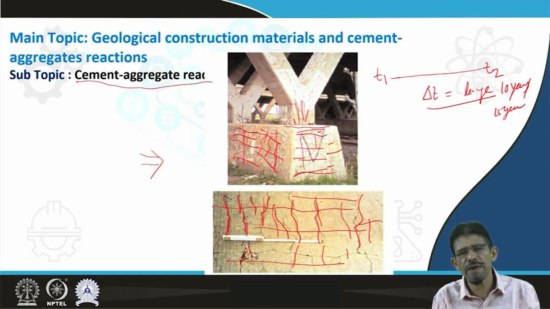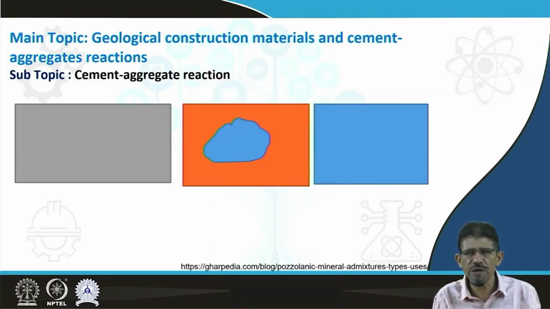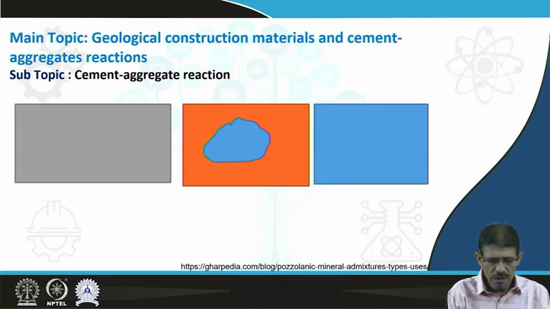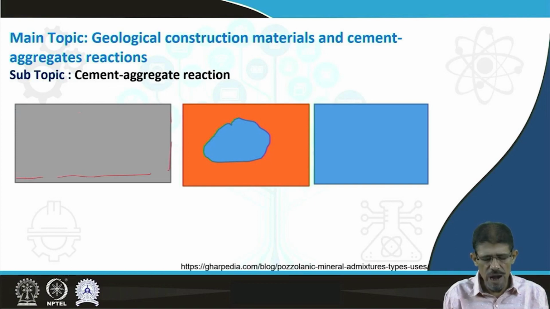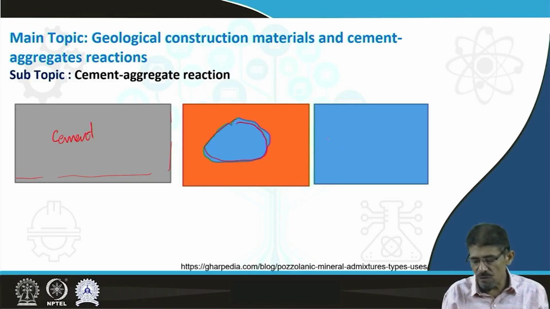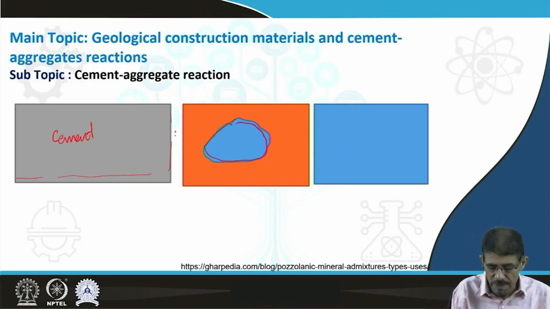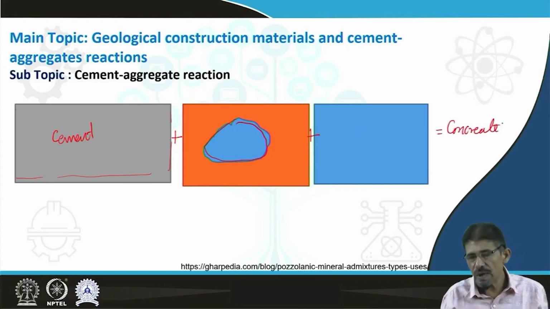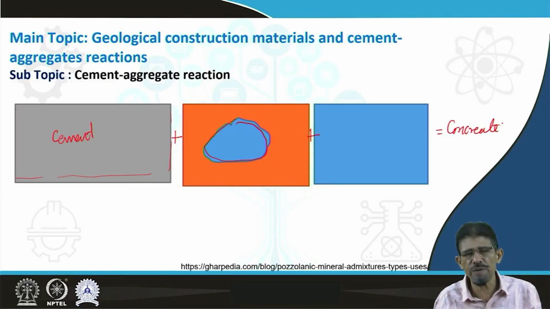Cement aggregate reaction. So, what is a cement aggregate reaction? Here I try to show: this cartoon is representing cement, this cartoon is representing aggregate, and this cartoon is representing water. Cement plus aggregate plus water is equal to concrete. It means for making concrete we mix cement, aggregate and water.